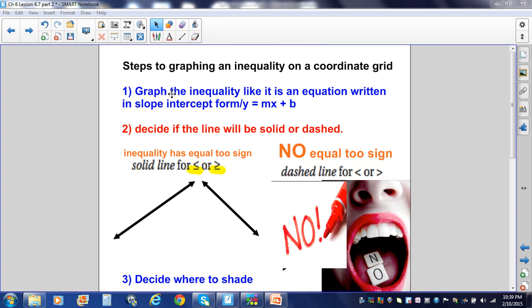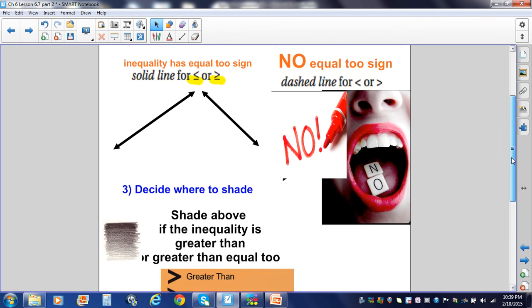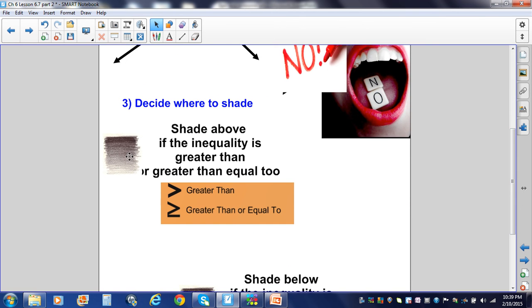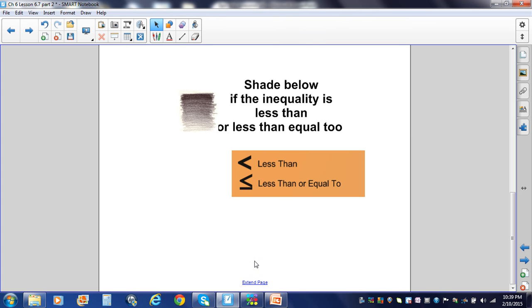Remember from our last epic podcast, the steps to graphing an inequality on a coordinate grid. Graph the inequality like it is an equation written in slope-intercept form, which is y = mx + b. Decide if your line will be solid or dashed. That's based on whether there is an equal sign underneath. Then lastly, decide where to shade. Shade above if it's greater than or greater than or equal to. Shade below if it's less than or less than or equal to.